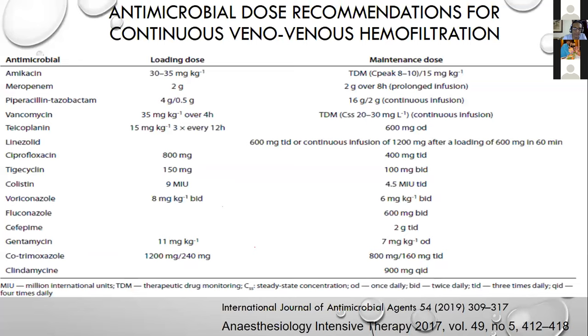All right, fluconazole also, you need to use a higher dose. You don't use the same dose. If you look at fluconazole, they're using 600 BD. In my setup, we used to use 400 BD. We don't use the normal dosing of 400 OD or 200 BD.